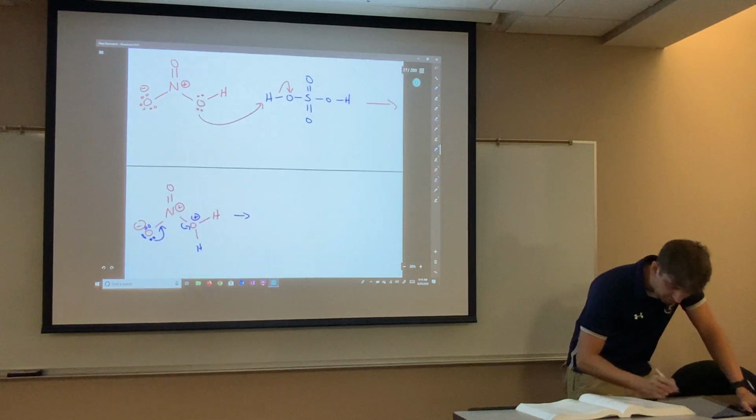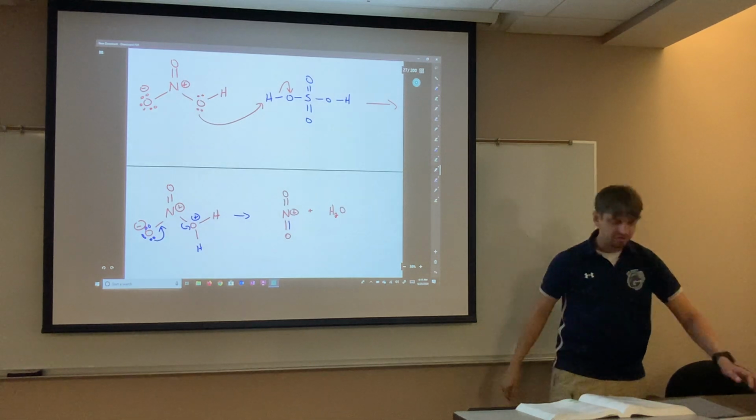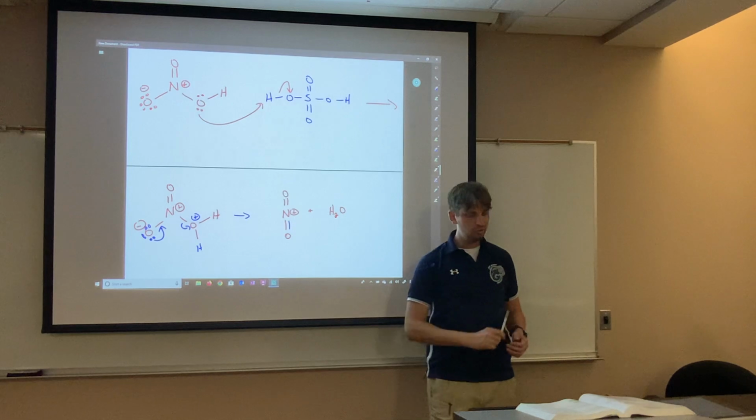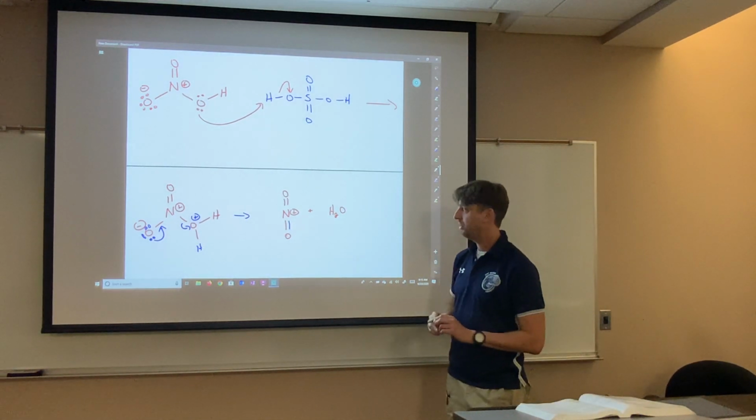Okay, there it goes. So what do we end up with? M double bond O, positive charge. O here, double bond with that, right? Plus H2O, right? So we end up generating some water along the way. We end up generating a NO2 plus, right? A nitronium ion is what it is.